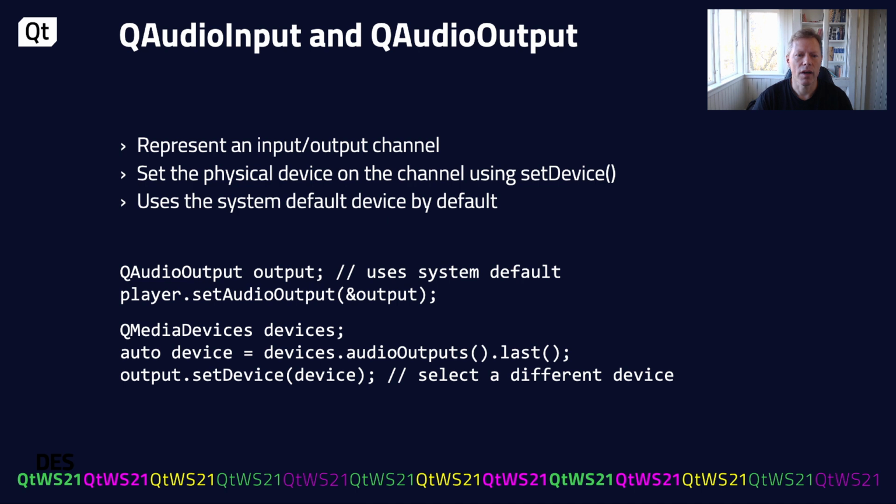QAudioInput and QAudioOutput are new in Qt 6, and they represent an input or an output channel. You can set the physical device that you are using on that channel using setDevice. By default, if you instantiate a QAudioInput or QAudioOutput, it will use the system's default device. So if you just create a QAudioOutput and connect it to a media player using setAudioOutput, it will use the default output of the system. But you can also select a different output device by basically querying QMediaDevices for the available outputs and then selecting a different one of those devices.